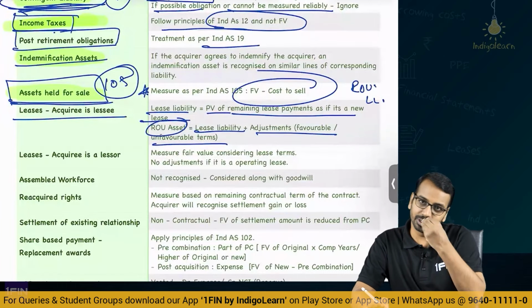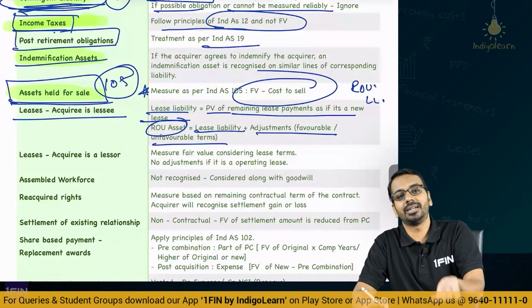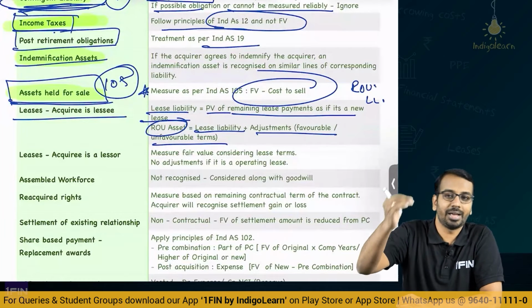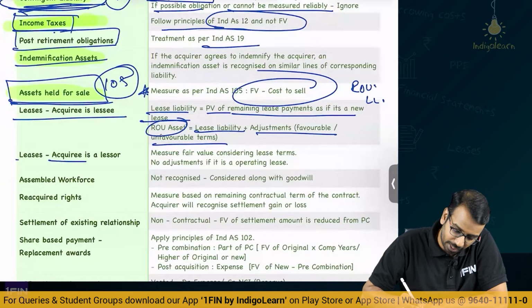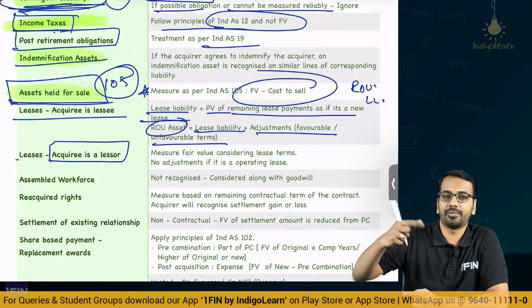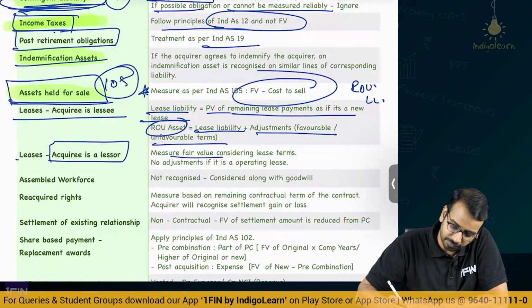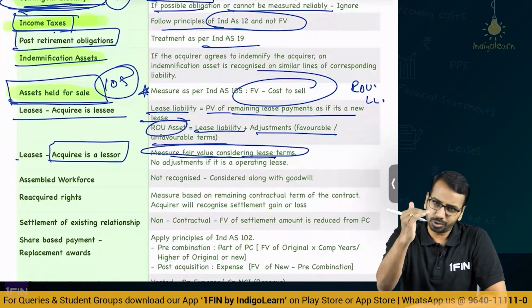Okay, lease liability anyways you have to pay, but let us say there is a lease where the rentals are very high, market rentals are low. So I should not show a high right of use asset, I will show a lower right of use asset. Okay, if the acquiree is a lessor, means the company that I have acquired has given some assets on lease, then you will determine the fair value considering the lease terms. So far nothing much has been tested on this part, but it is good to just remember.